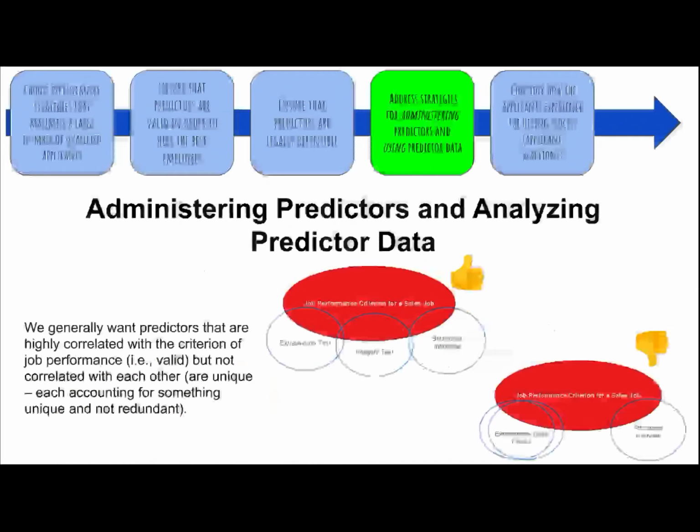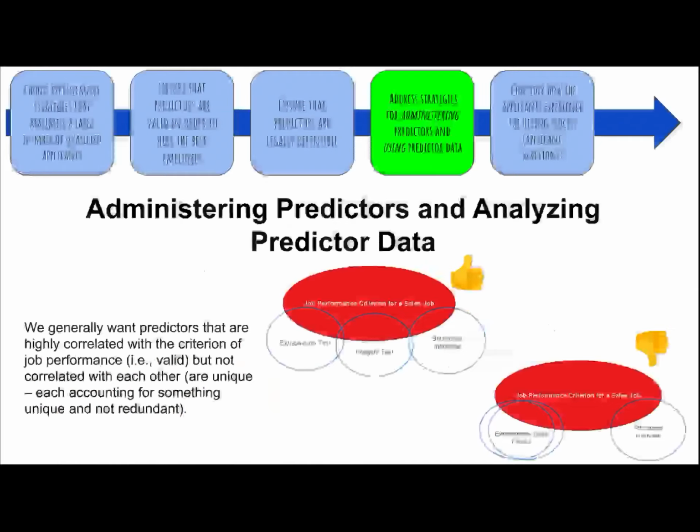If we look at the Venn diagrams, you'll see the thumbs up has our 3 predictors spread out, covering a lot of different job performance criterion. There's also very little overlap between them. However, in our thumbs down Venn diagram, you can see there's a lot of overlap, and they're covering less of the job performance criterion. And the reason this is bad is that we want predictors that are highly correlated with the criterion of job performance, showing that they're valid, but are not correlated with each other. So we want valid predictors that are not redundant.